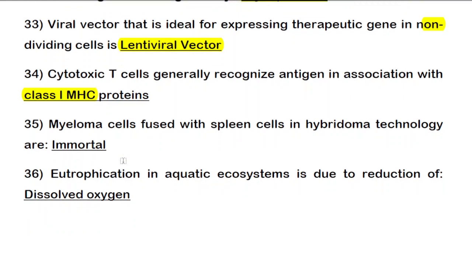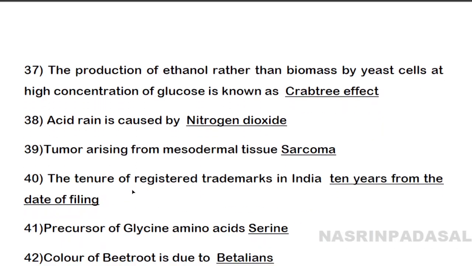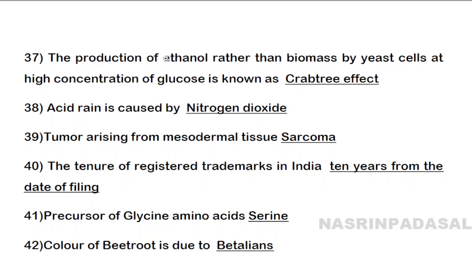35th question. Myeloma cells fused with spleen cells in hybridoma technology are immortal. Your myeloma cells are immortal, which means they can divide indefinitely, whereas your B cells are mortal. They have only a limited lifespan and limited division capability. 36th question. Eutrophication in aquatic ecosystem is due to a reduction of your dissolved oxygen. 37th question is the production of ethanol rather than biomass by a yeast like Saccharomyces cerevisiae at high concentration of glucose. This effect is called the Crabtree effect.